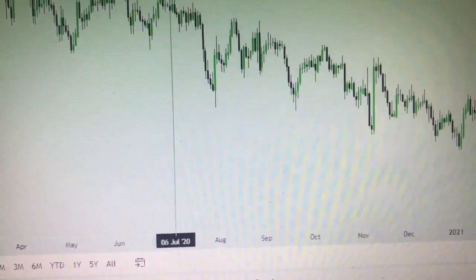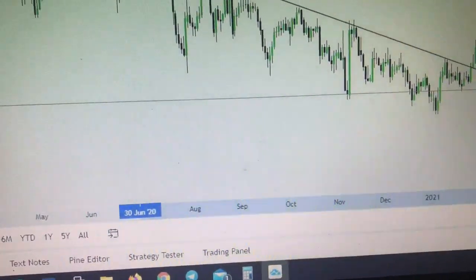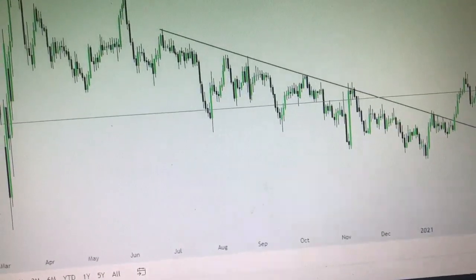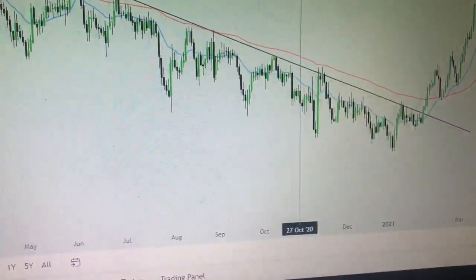I'm going to identify what trend we're in. Okay, so I can see here we had a downtrend. Just as a backtest with you guys, okay? Downtrend, and let's put the moving averages back on, right? And here we go.